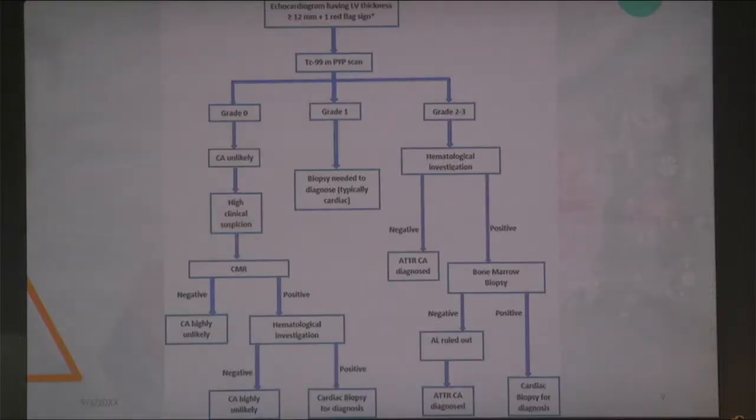So whenever you suspect cardiac amyloidosis with ECG, echo, and PYP scan, if it is grade 0, they say cardiac amyloidosis is unlikely. For grade 1, you need to have a biopsy, and for grade 2 and grade 3, even a biopsy is not required. You can go ahead and treat for transthyretin amyloidosis. But even if you suspect it, if you want to confirm, ultimately the cardiac biopsy is the gold standard. You need a tissue diagnosis and proper categorization of any kind of cardiac amyloidosis.